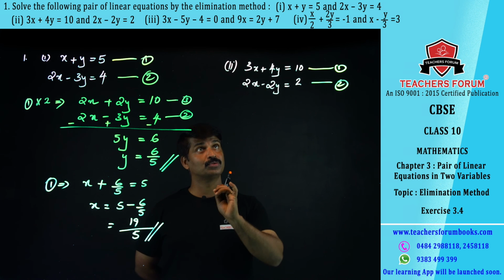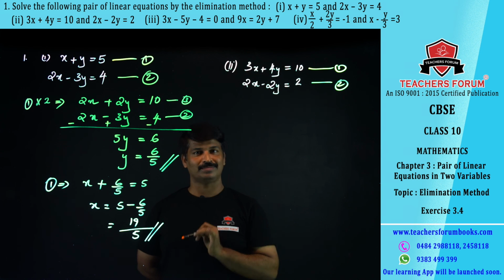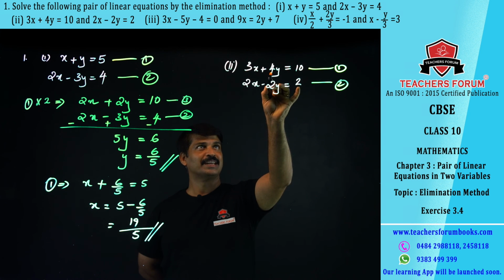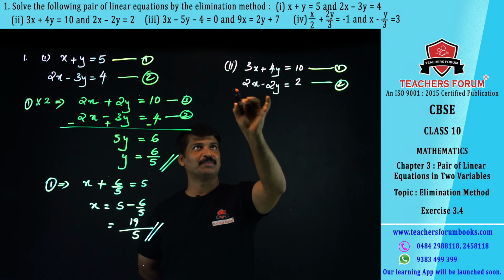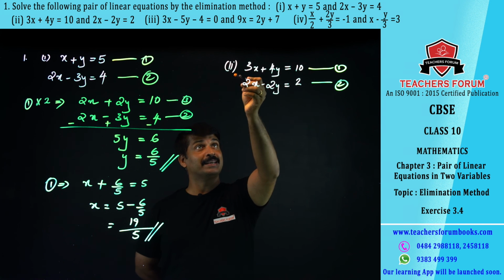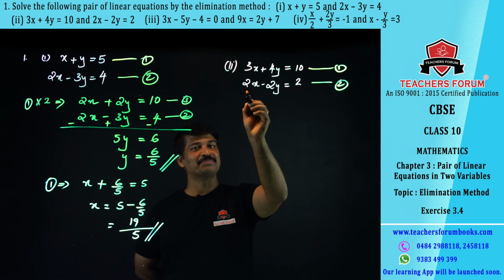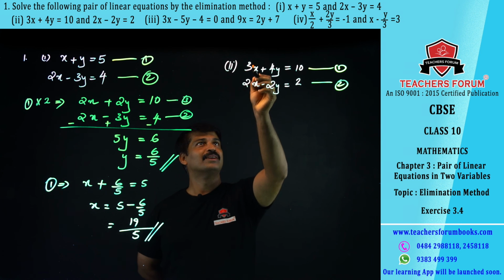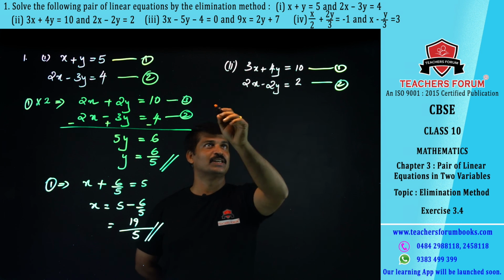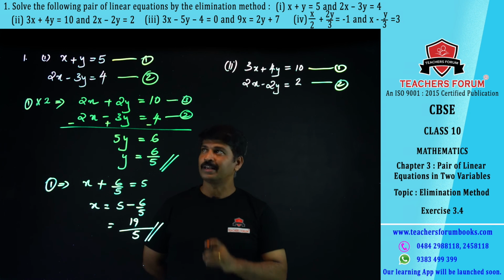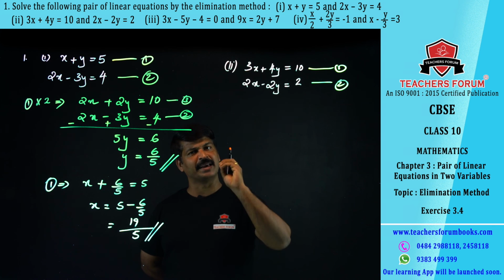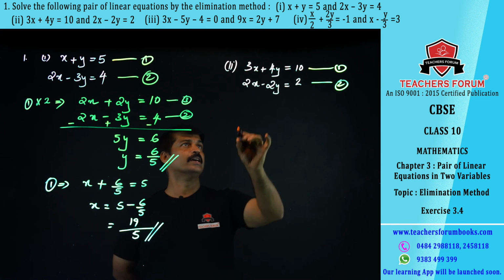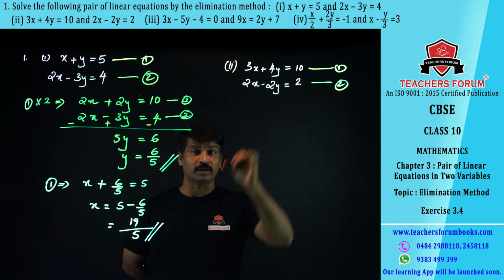If you want, you can make the coefficient of x also equal. Then what you have to do? The first equation you have to multiply by 2. Then it becomes 6x, it becomes 8y, it becomes 20. Your second equation you multiply by 3. Then it becomes 6x, it becomes 6y, it becomes 6. Now it is also 6x. When you subtract, it gets cancelled. So here what you are going to do is you have to make either the coefficient of x equal or the coefficient of y equal. Okay. Now let us solve this one by making the coefficient of y equal.